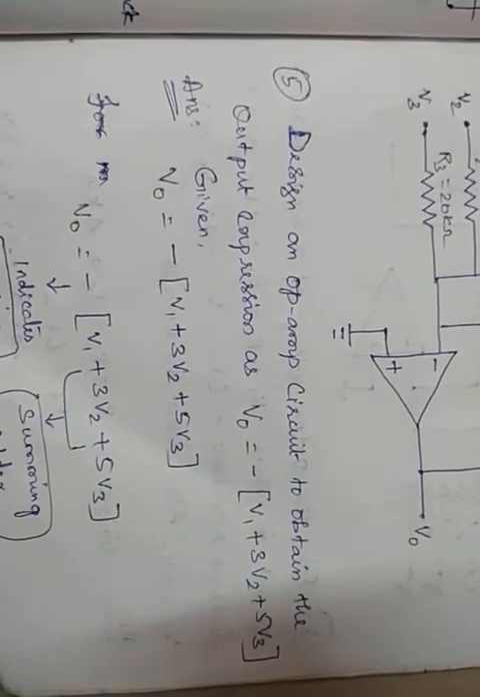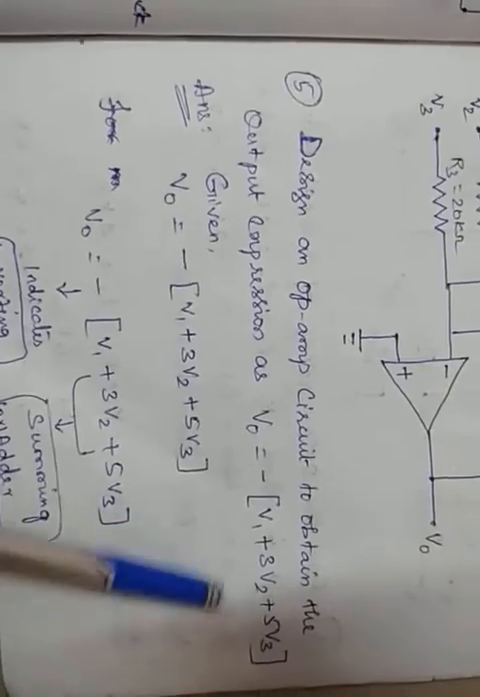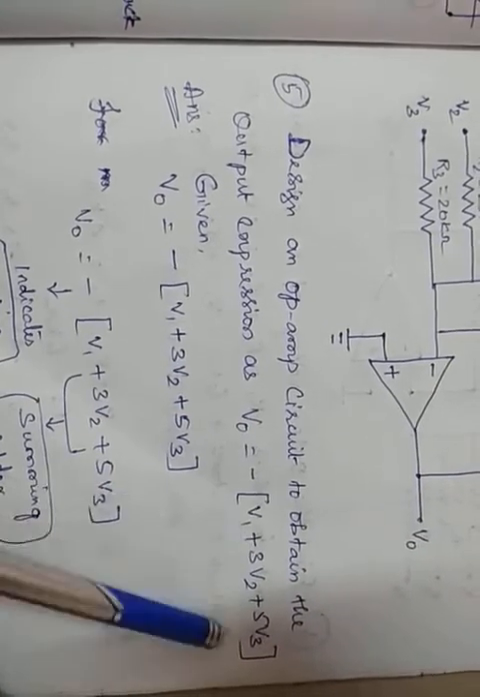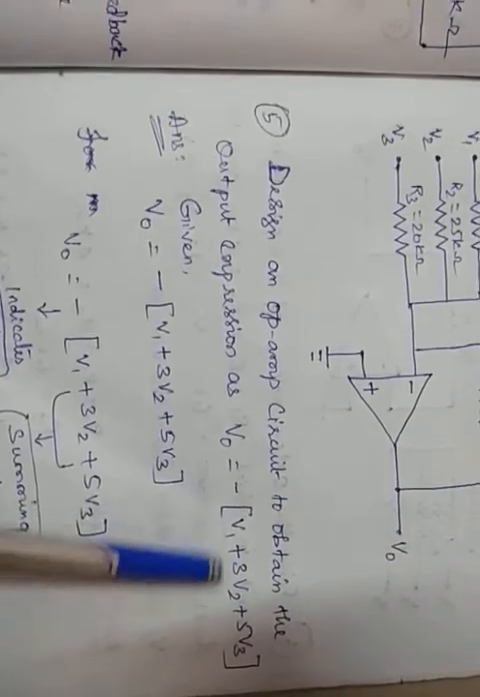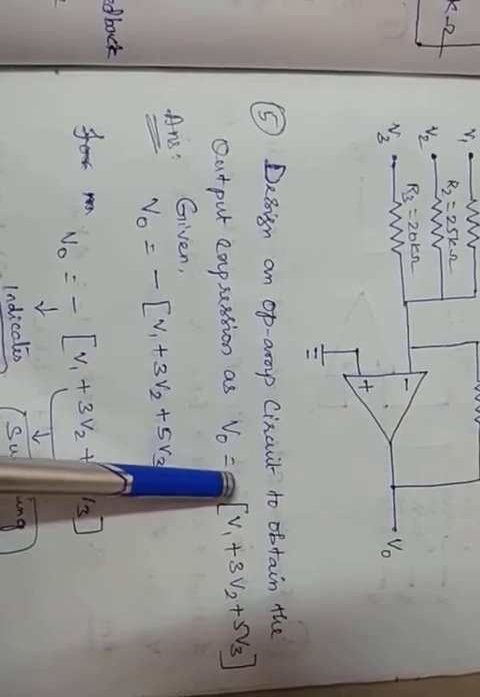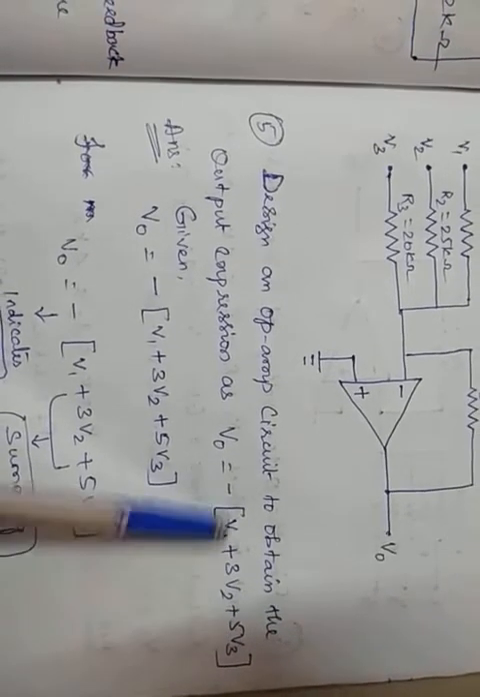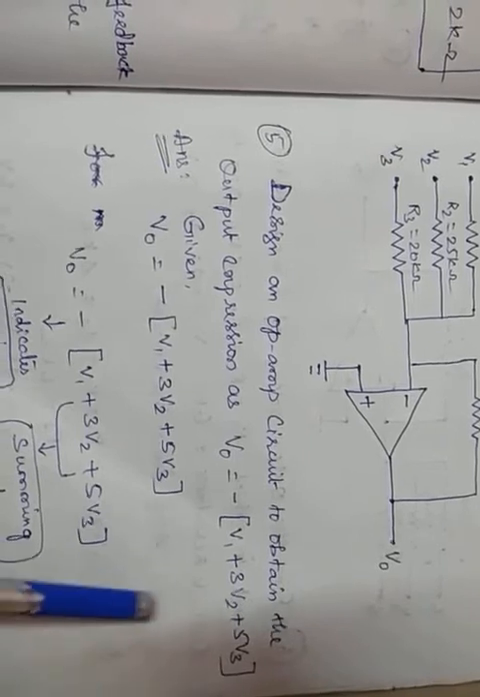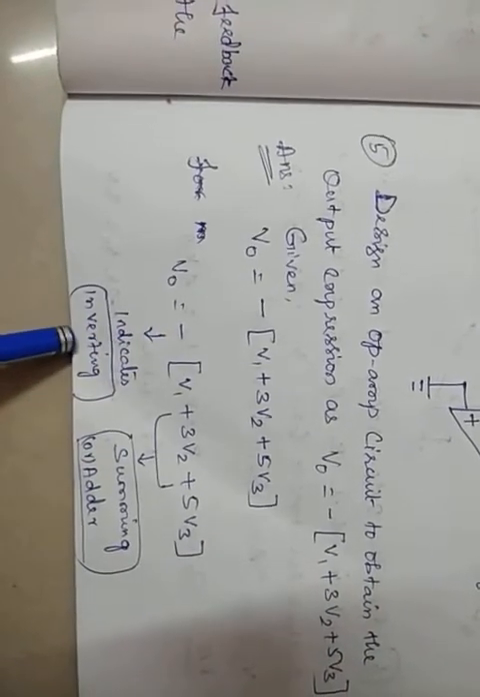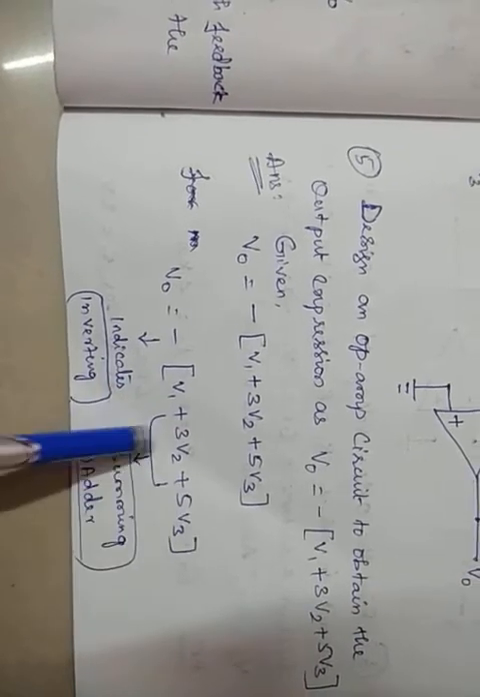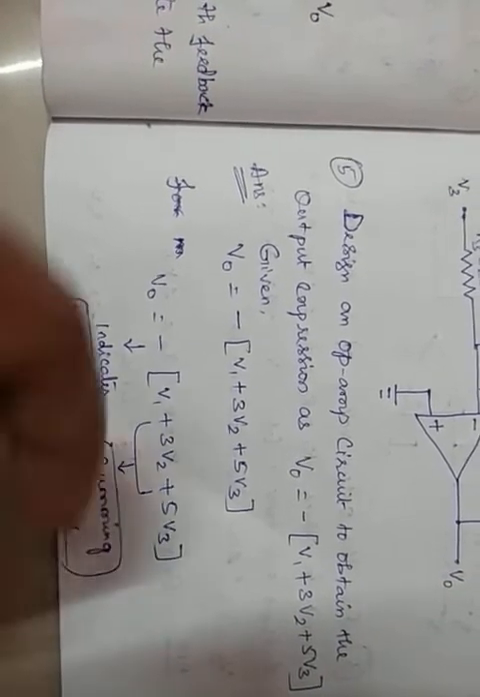Design an operational amplifier circuit to obtain the given output expression. Again it is the same inverting summing, but in the question it is not stated. By seeing the expression we understand that the negative sign indicates inverting, and V1 plus V2 plus V3, this formation, indicates that it is a summing amplifier. That is what is given here: this negative sign indicates inverting, and this sum indicates a summing amplifier. So this is an inverting summing amplifier.